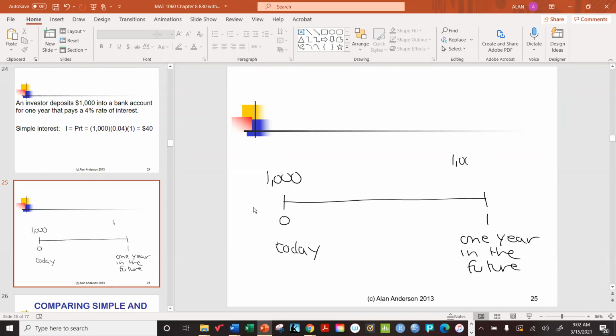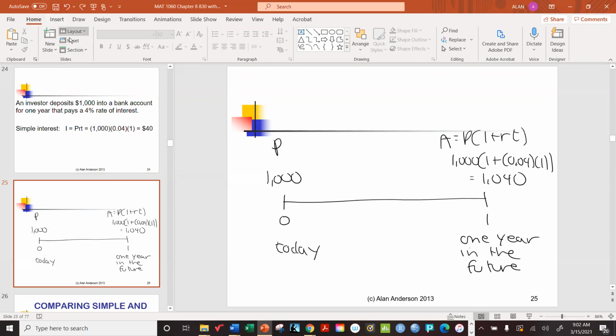And in 1 year, we have 1,000 times 1 plus 4% times a year, which is 1,040. Okay, and in fact, this is the future value. So we start with $1,000 today, and at the end of the year, we have $1,040. Okay, and that's based on our formula. So when the year is over, the bank credits our account with $40.